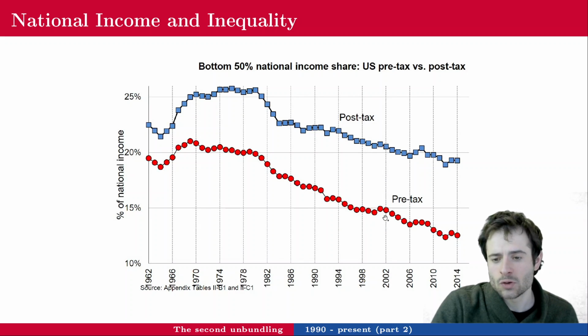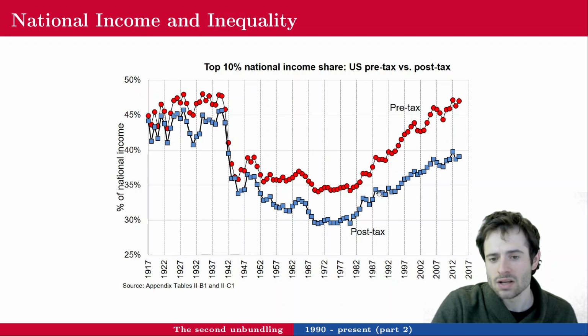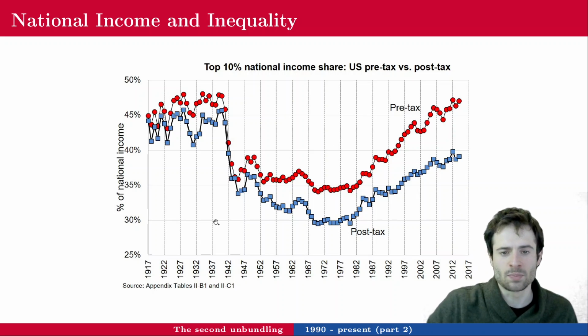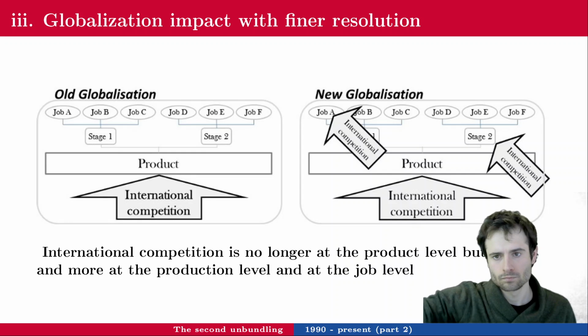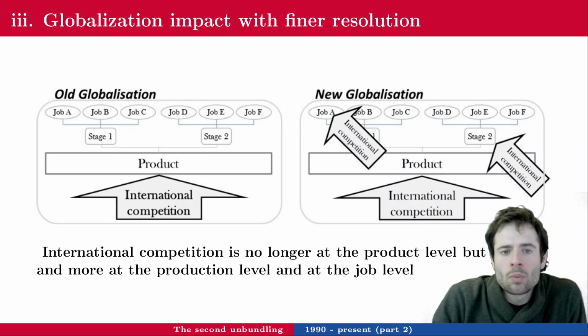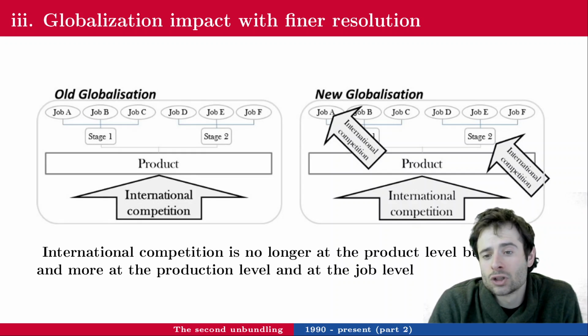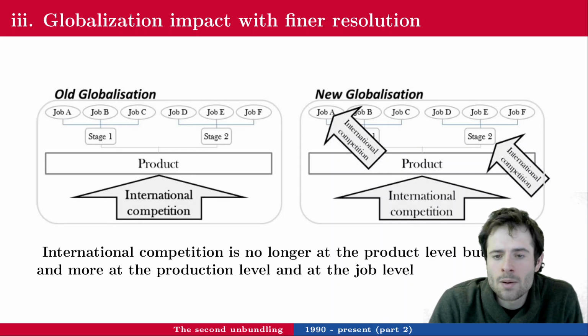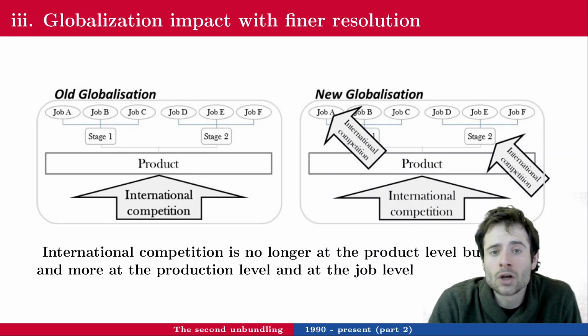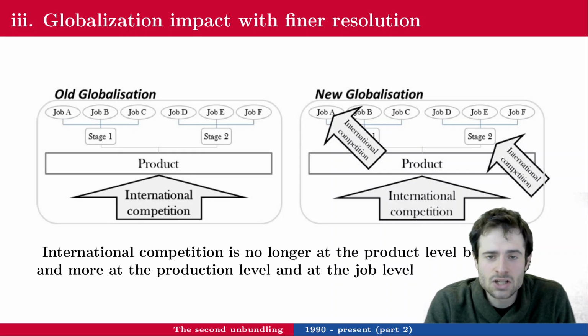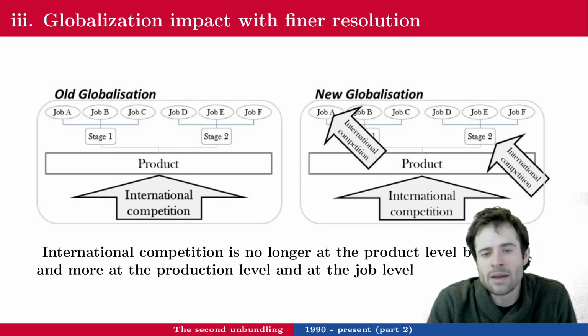Here we have an overall decrease, but here we have a decrease then an increase. That's due to the emergence of a middle class, which is between the bottom 50% and the top 10. And finally, the impact of globalization has a finer resolution. Instead of going from firm to firm, so one good versus another, or one country versus another, now it's one production stage versus another. Same as what I mentioned before.